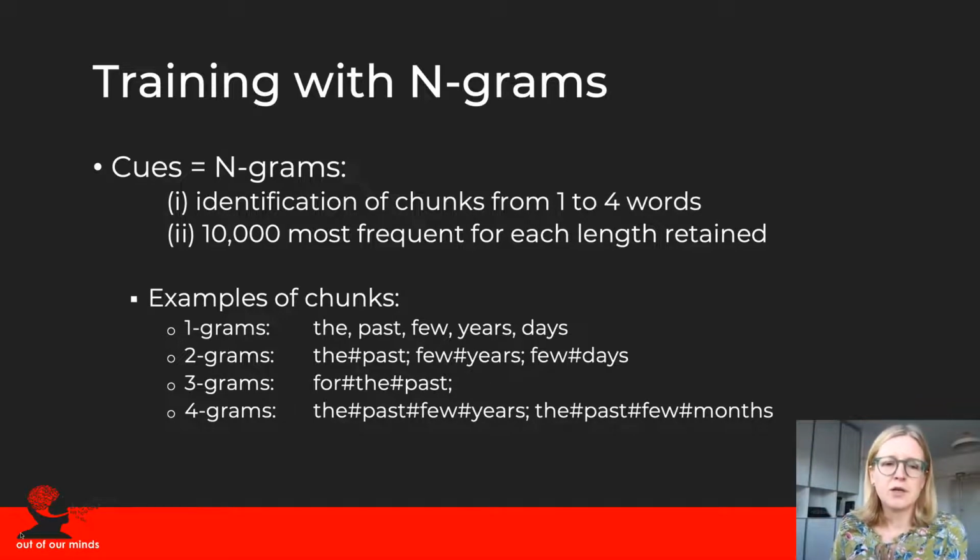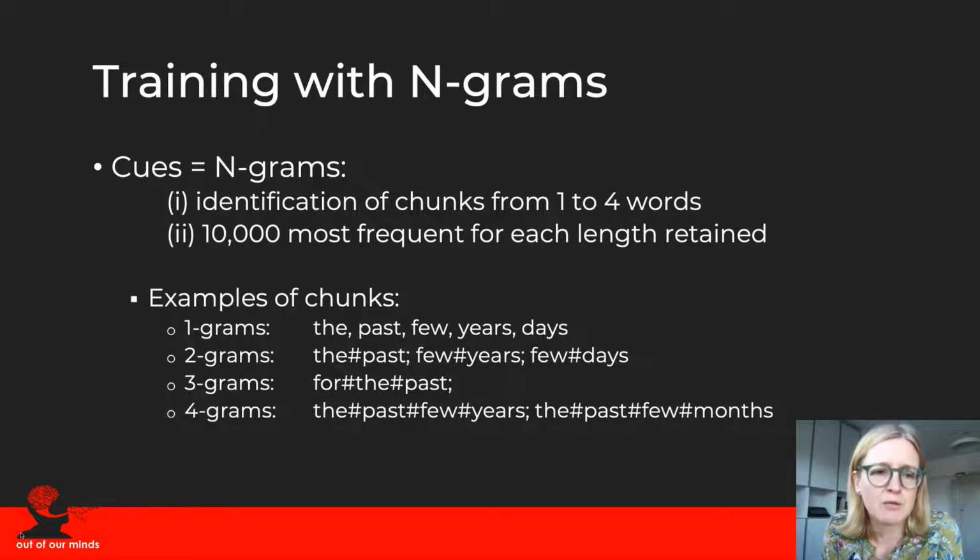To make the learning experience of our model as natural as is possible in a computational setting, of course, we made sure that it could learn from realistic cues. So we offered it both individual words as well as chunks. So we identified chunks ranging from 1 to 4 words in the contexts that were available in the British National Corpus, and we retained the 10,000 most frequently used ones for each length. So 10,000 1-grams, 10,000 2-grams, 10,000 3-grams, and 10,000 4-grams.